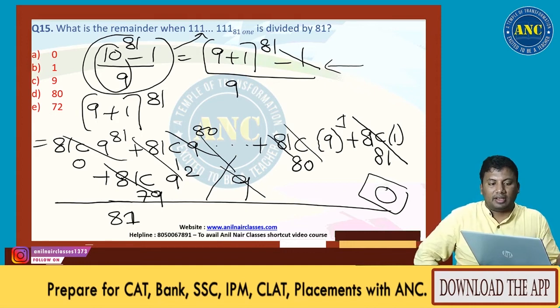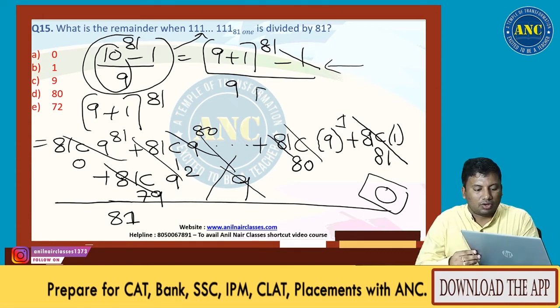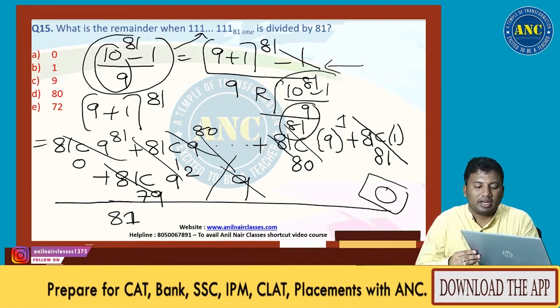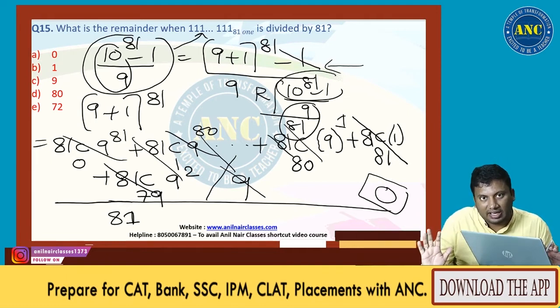0 divided by 81. Or what you can do is, you can do like this also. Remainder 1, 10 power 81 minus 1 by 9 by 81. You take 9 and 81 in the denominator, expand it and check whether those numbers are dividing or not. I hope the idea is clear.